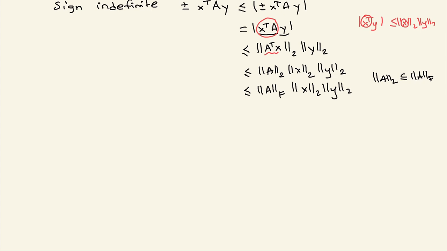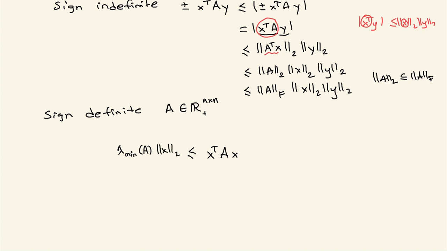Now, when you have sign definite terms, sign definite means you know if it is positive definite or negative definite or non-negative definite. So for example, let's say you have a positive definite matrix A in R plus m by n, then you know x transpose A x is positive by definition. So it is lower bounded by the minimum eigenvalue of A times the 2 norm of x squared, and upper bounded by the maximum eigenvalue of A multiplied by the 2 norm of x squared.